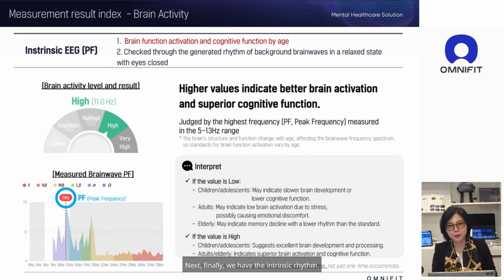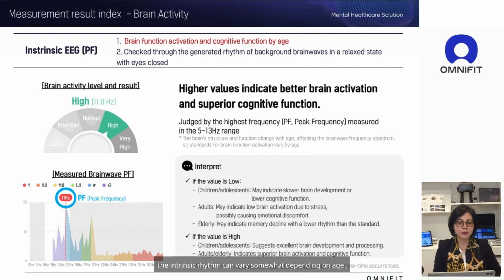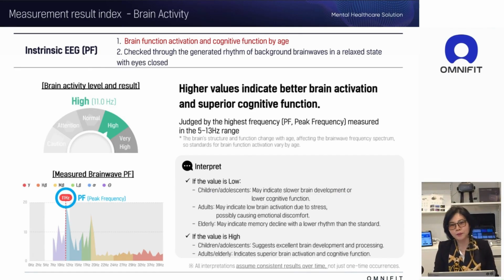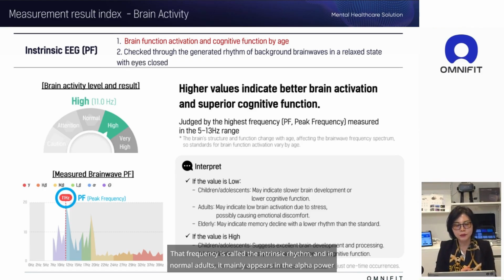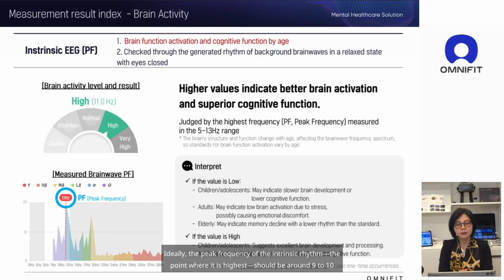Next, finally, we have the intrinsic rhythm. The intrinsic rhythm can vary somewhat depending on age. For people, there is a dominant frequency that appears most prominently among the brainwave frequencies. That frequency is called the intrinsic rhythm, and in normal adults, it mainly appears in the alpha power range. Ideally, the peak frequency of the intrinsic rhythm, the point where it is highest, should be around 9 to 10 Hz.